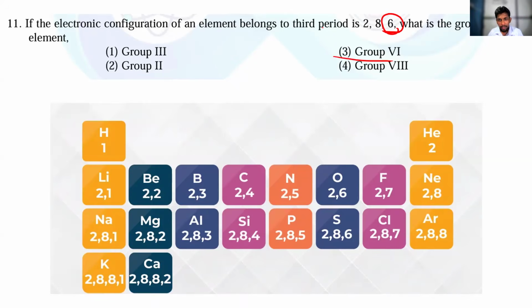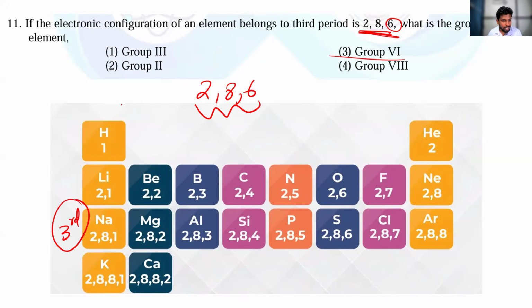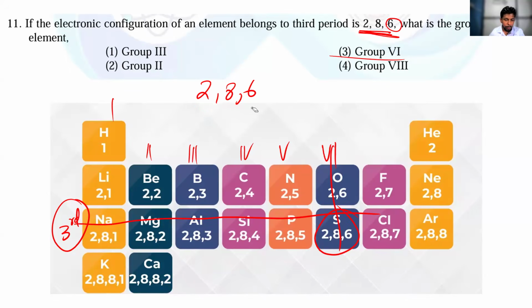So the third answer. There are some questions like this, okay? They will be giving, for example, third period, 6th group. Be careful, okay? There are 3 numbers. If there are 3 numbers, that is the third period. But the 6th group: 1, 2, 3, 4, 5, and 6 here. So be careful with the period and the group, okay? 3 numbers mean third period. The last number is 6, so that is the 6th group.